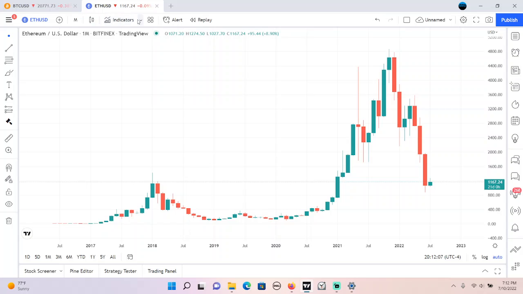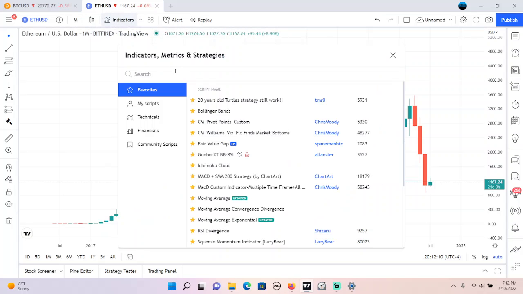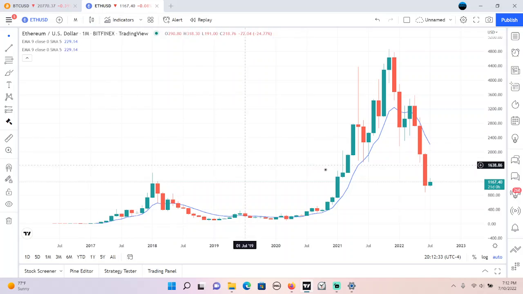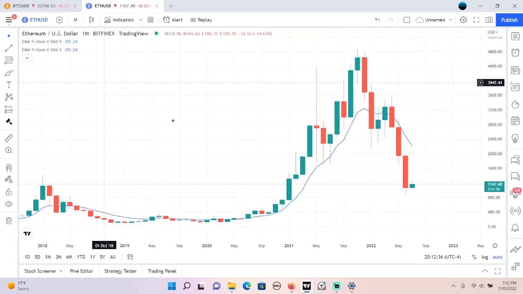So if you go to indicators here, you'll type in moving average, and here we see there's a whole bunch of different moving averages. This normal moving average and the exponential moving average. We'll go with the exponential moving average because in simple terms it has more power on the future trend than it does the past.